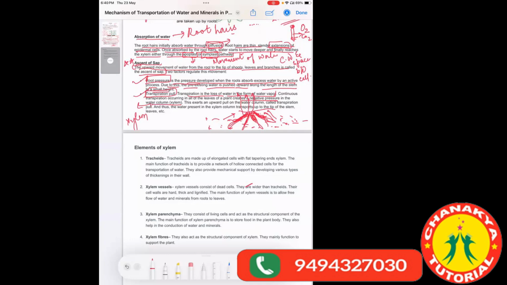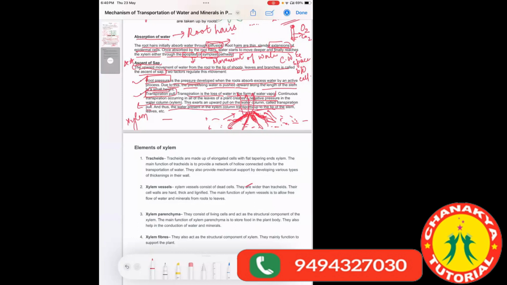Same way it happens in the case of the transpiration pull. Due to the empty space of that area, they start pulling the water upward, and that is what we call the transpiration pull. So this exerts an upward pull on the water column, called transpiration pull. And thus the water present in the xylem column is transported up to the stem or the leaf, etc.